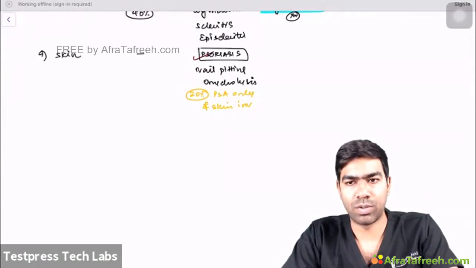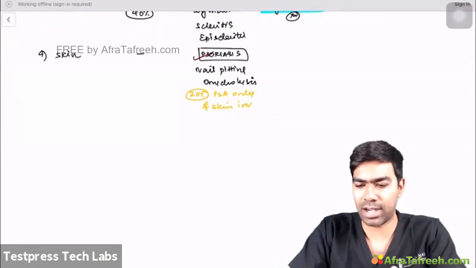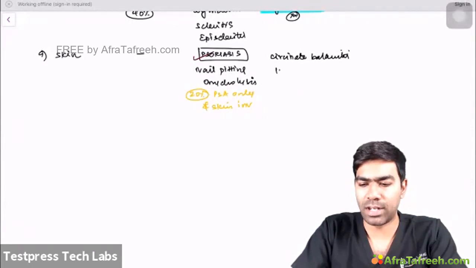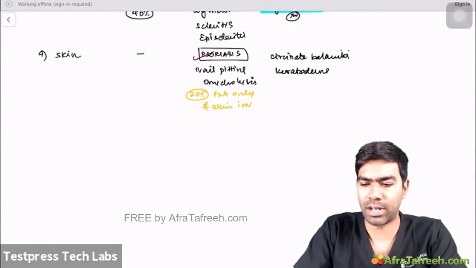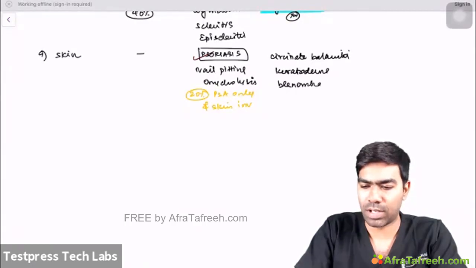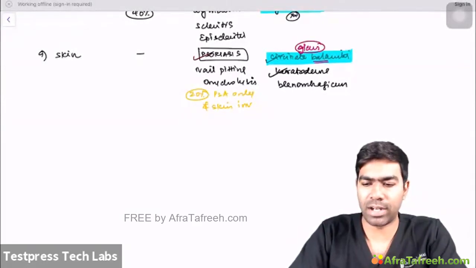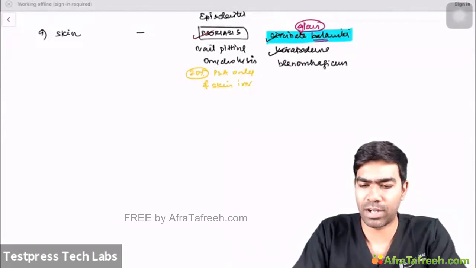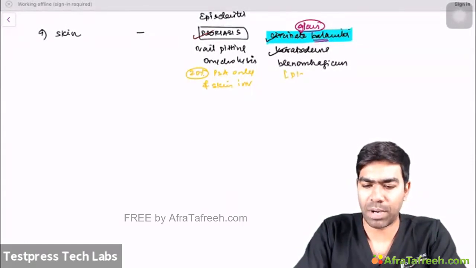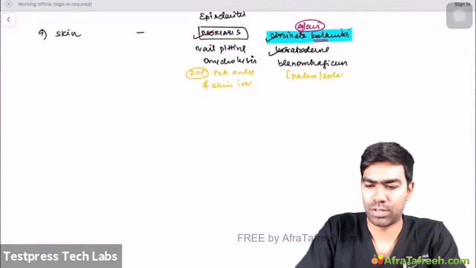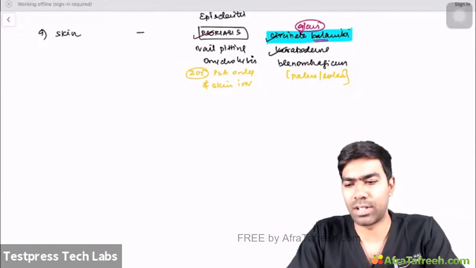And apart from that, as far as Reiter syndrome is concerned, what are the characteristic skin lesions in Reiter syndrome? There are two skin lesions that are characteristic. One is called circinate balanitis. Then the second one is called keratoderma blennorrhagicum, otherwise referred to as palmoplantar keratoderma. Remember, circinate balanitis is inflammation of the glans penis. That's why you call it balanitis, glans penis inflammation. And keratoderma blennorrhagicum is hyperpigmented lesions of the palms and the soles. These are two characteristic skin lesions as far as Reiter syndrome is concerned.